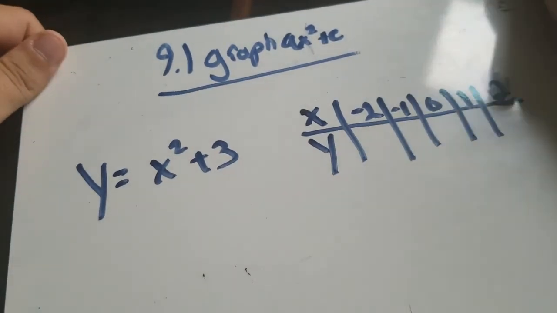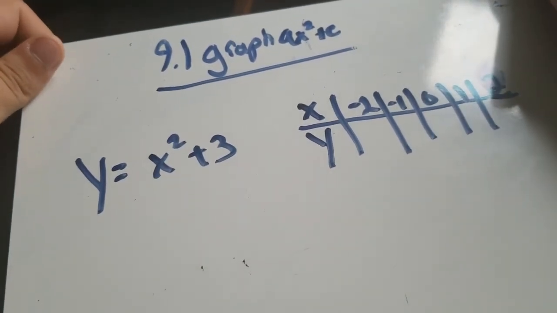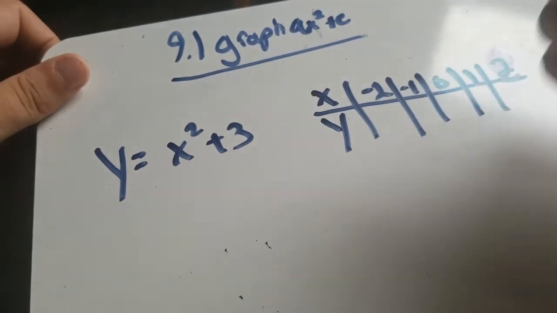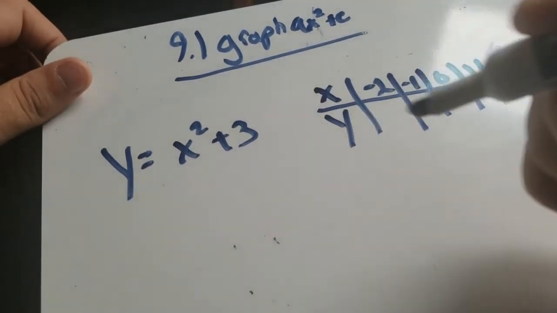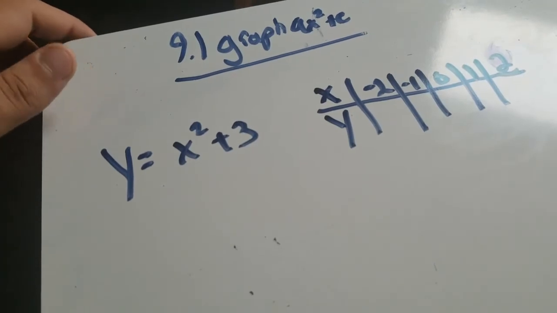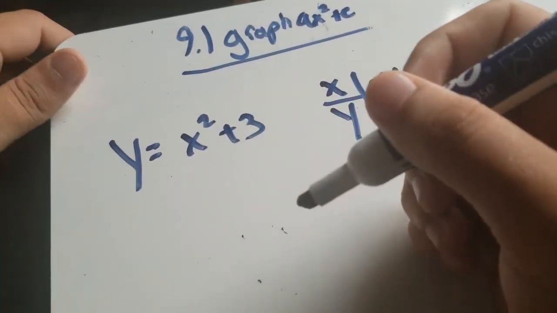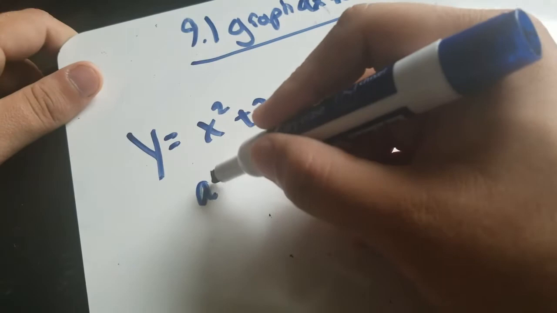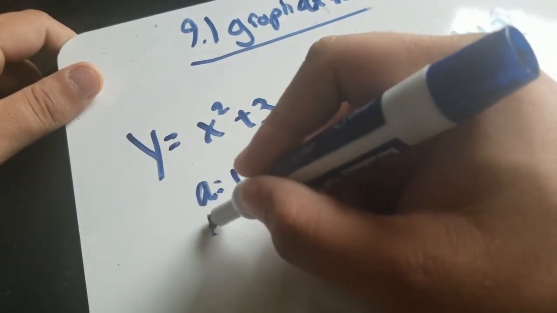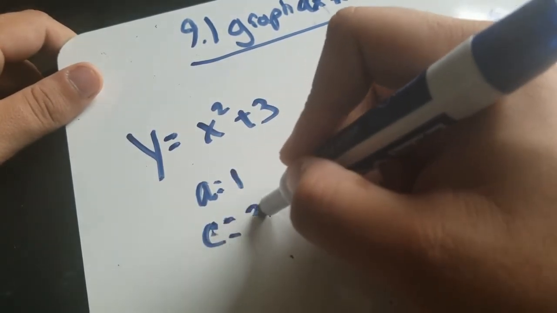All right, we're on our next one. y equals x squared plus 3. So again, step 1, even though it doesn't effectively do anything on this question, it's good to identify. So a is going to be 1, and c is going to be positive 3.